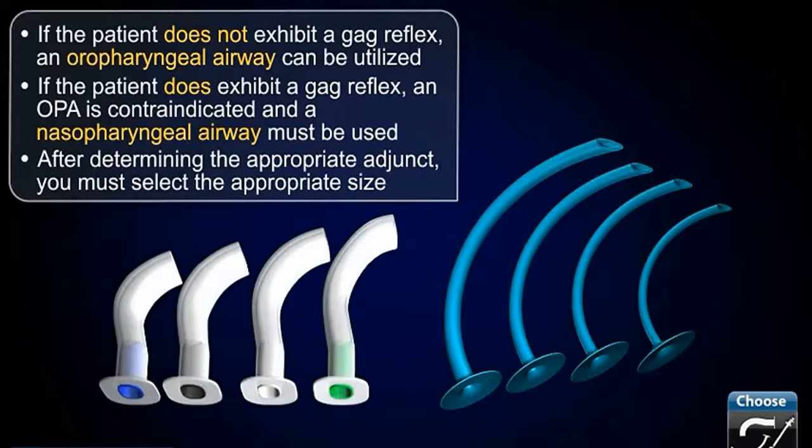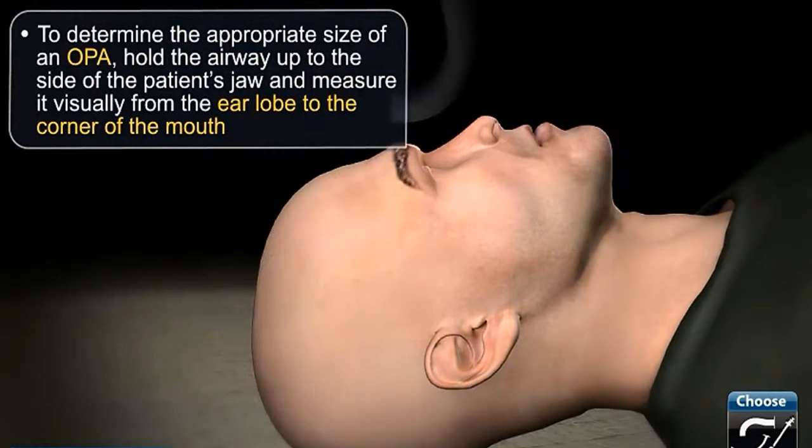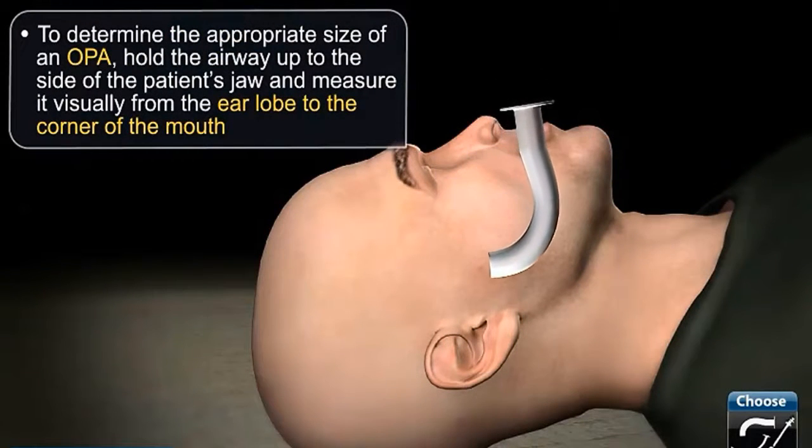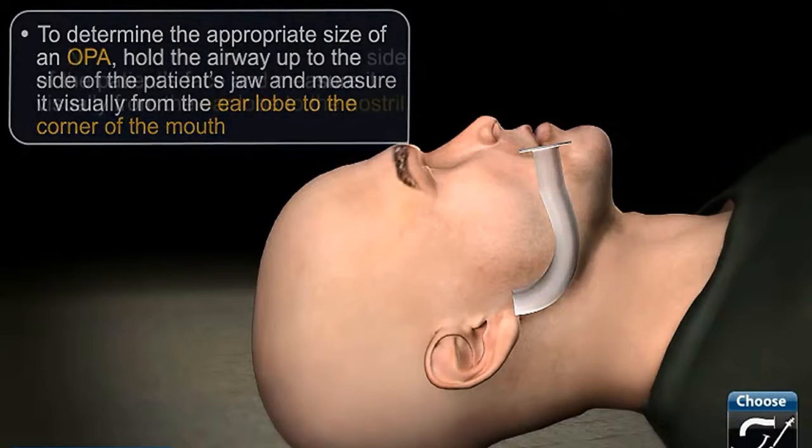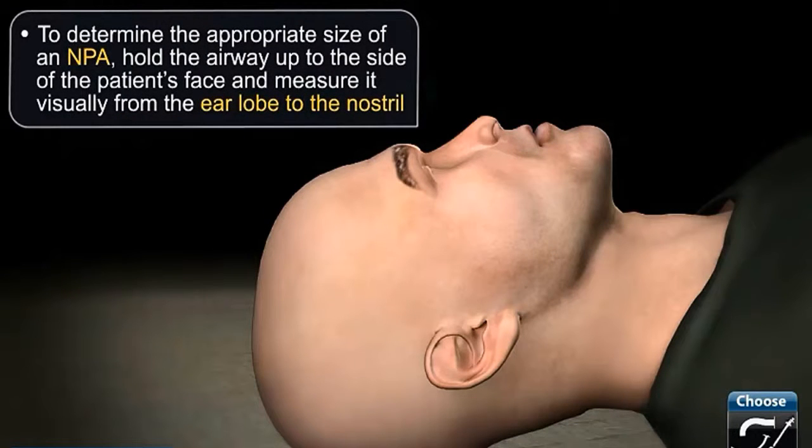After determining the appropriate adjunct, you must select the appropriate size of the device. To determine the appropriate size of an OPA, hold the airway up to the side of the patient's jaw and measure it visually from the earlobe to the corner of the mouth. To determine the appropriate size of the NPA, hold the airway up to the side of the patient's face and measure it visually from the earlobe to the nostril.